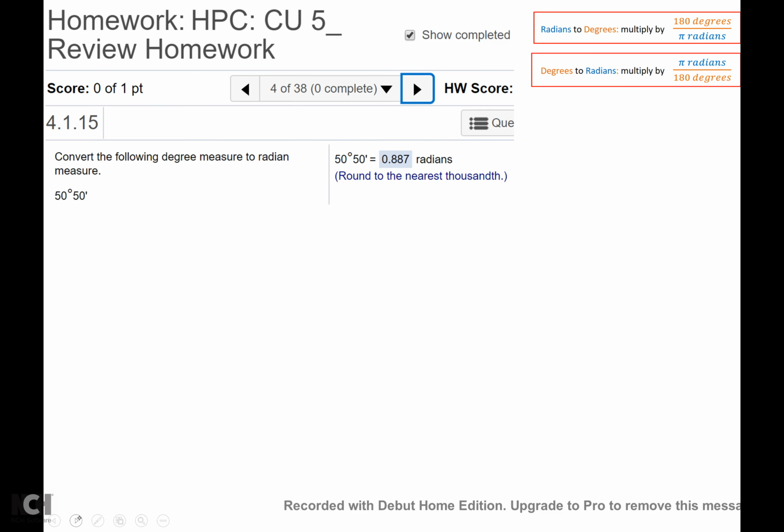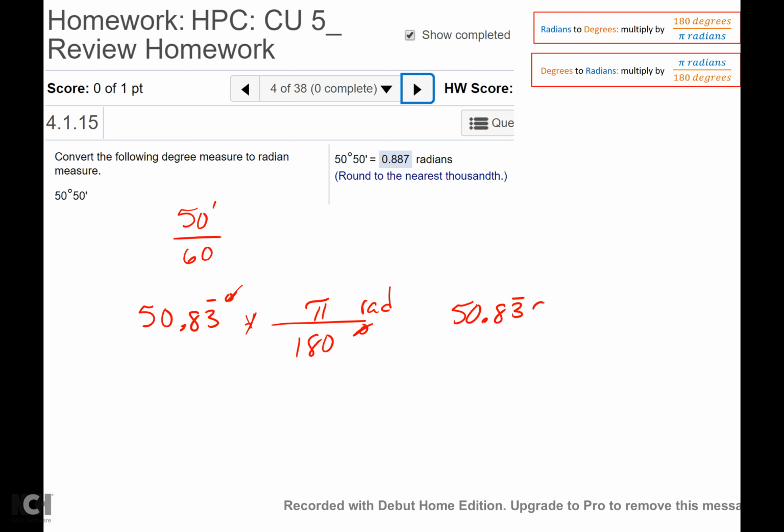All right, this one, again, they want degree to radian measure. I have to convert to degrees, so 50 minutes divided by 60 gives me 0.833333. So I have 50.83 repeating degrees that I want to change to radians. So I put degrees on bottom, radians on top. There's 180 degrees in pi radians. Degrees cancel, and I have 50.83 repeating pi over 180.